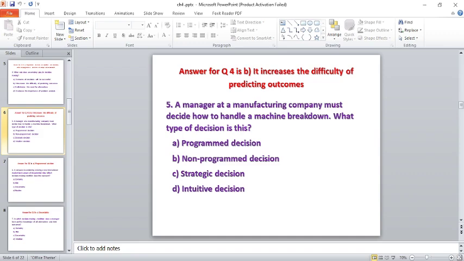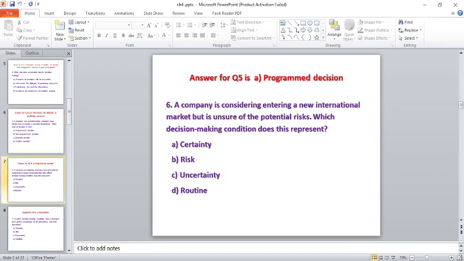Question number 6. A company is considering entering a new international market but is unsure of the potential risk. Which decision-making condition does this represent? A. Certainty. B. Risk. C. Uncertainty. D. Return. The answer for this question is C. Uncertainty.